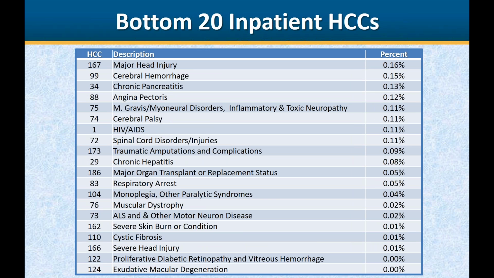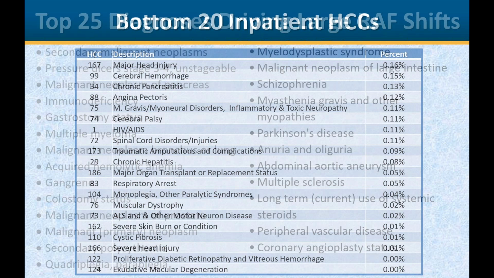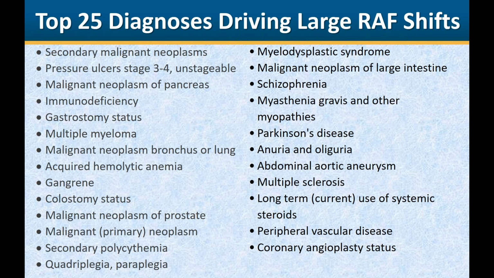Of course, there's not going to be a lot of proliferative diabetic retinopathy as a cause for inpatient admission. So that's interesting, but this may be the most interesting slide of all for those of you who are doing HCC work. These are the top 25 diagnoses that drove large shifts in the RAF score.